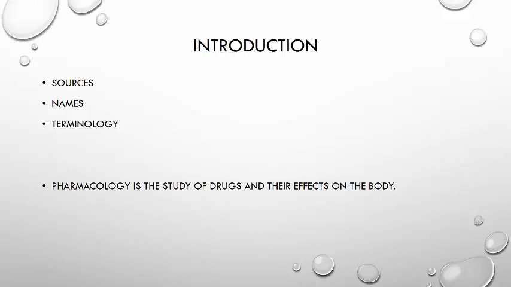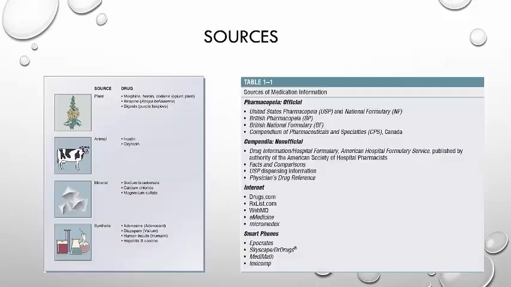So pharmacology is the study of drugs and their effects or their actions in the body. Before we get started, there are 4 medication sources. The first one is going to be a plant source. So plants would be something like morphine or codeine. Those would come from the opium plant. Atropine, which comes from belladonna, and digoxin, which comes from foxglove.